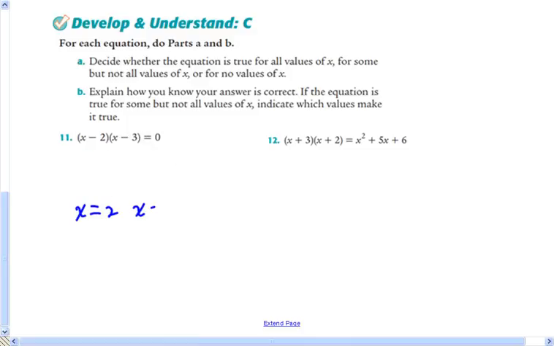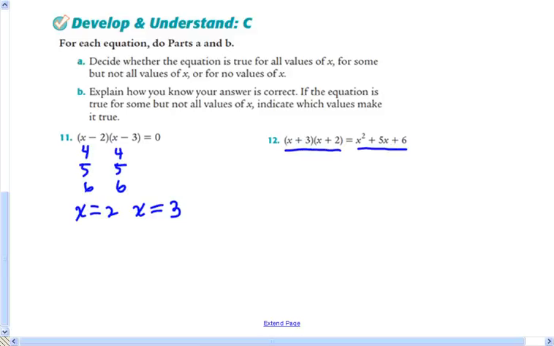Now you might be thinking, is there some other number that might work? Well, think about putting any other number in here. If you put 4 in there for x, would either of those equal 0? The answer is no. And for any other number, 5, 6, whatever, they're never going to equal 0. The only time either of those expressions will equal 0 is if x is equal to 2 or x is equal to 3. So there's a limited number of solutions. There's actually 2 solutions.